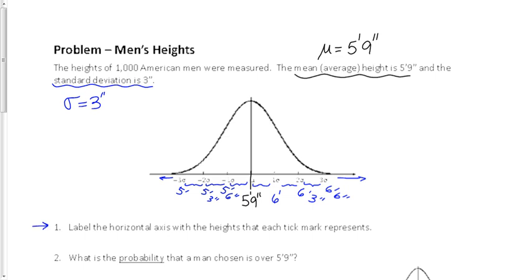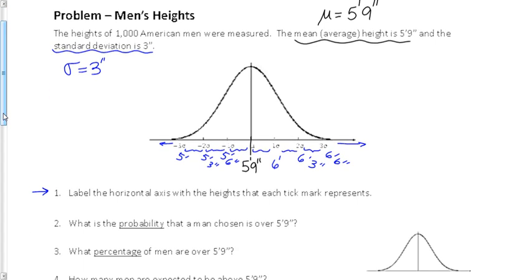What is the probability that a man chosen is over 5 foot 9 inches? On each of these things, what we're going to do is look and say, where is this? 5'9" is right here in the middle. Decimal. What is the probability that a man chosen is over 5'9"? So that means he has to be over here on the right side of the graph. How many people are above the mean? Half of the people are above the mean. So the probability would be 0.5 or 1/2.